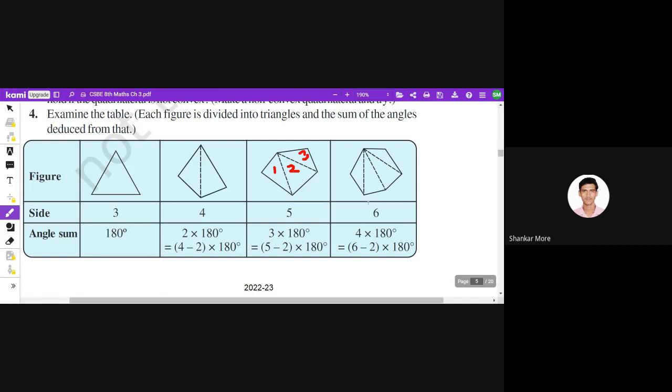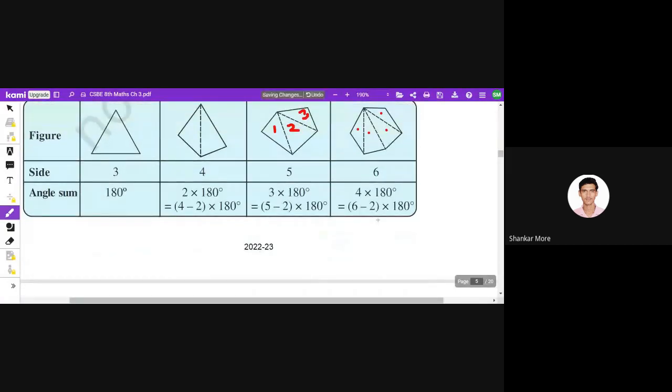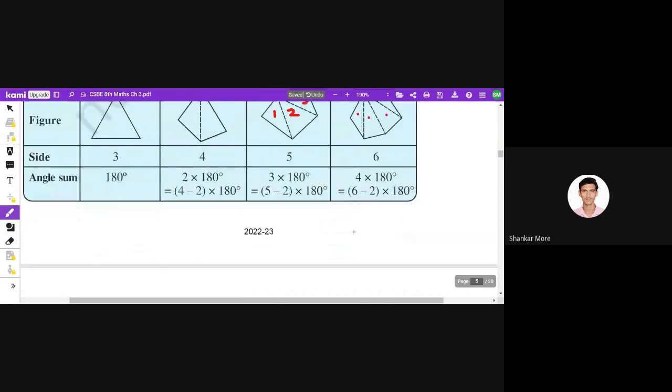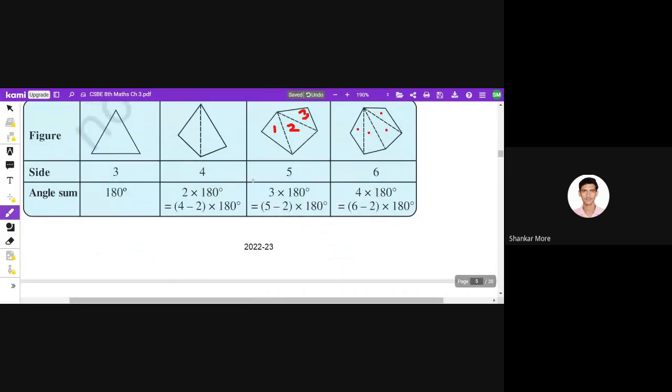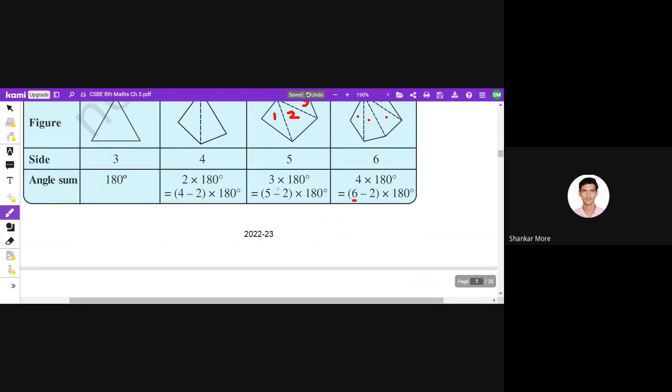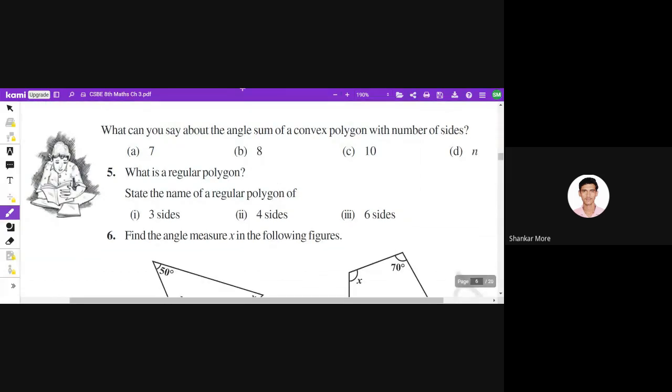Similarly, for a figure which has six sides, 1, 2, 3, 4, 5, and 6, we are dividing it into four triangles, 1, 2, 3, 4. So 4 into 180, again we have the formula 6 minus 2 into 180, so we can say we have got a formula, right? What is the formula? Number of sides minus 2, into 180. This is the formula that Shlok has already given us, and we have that here as well.